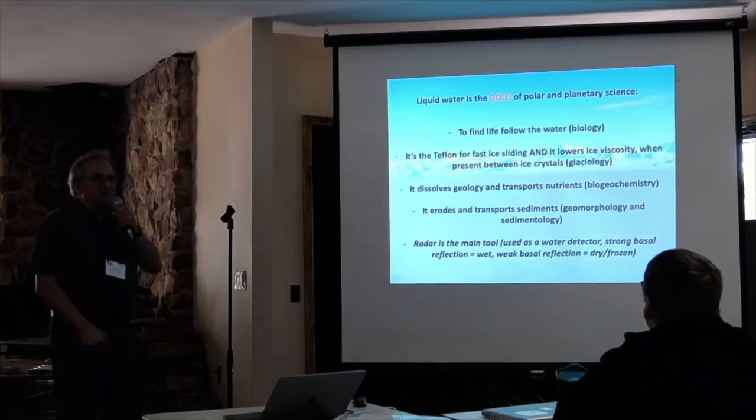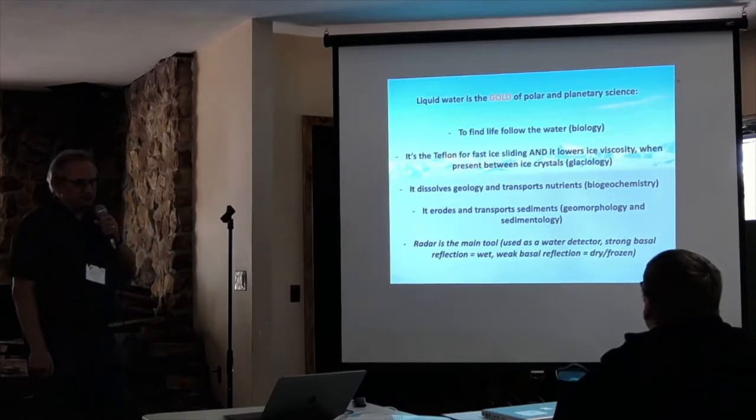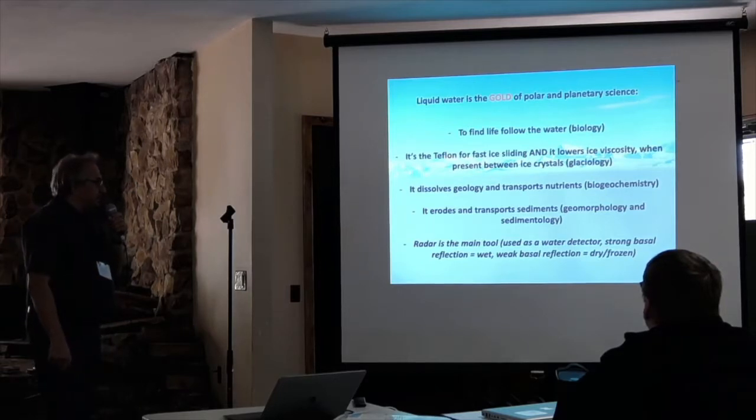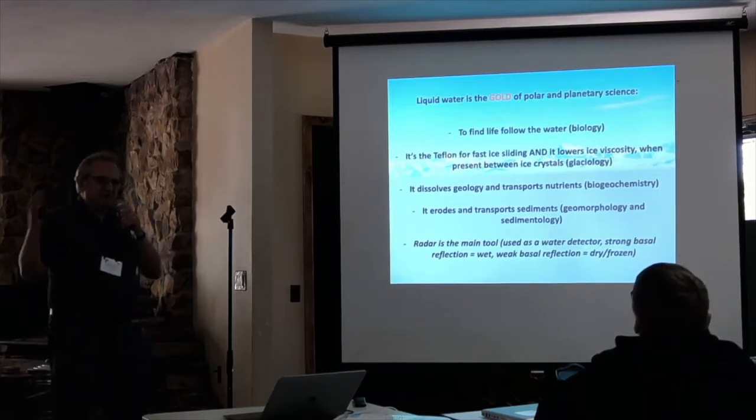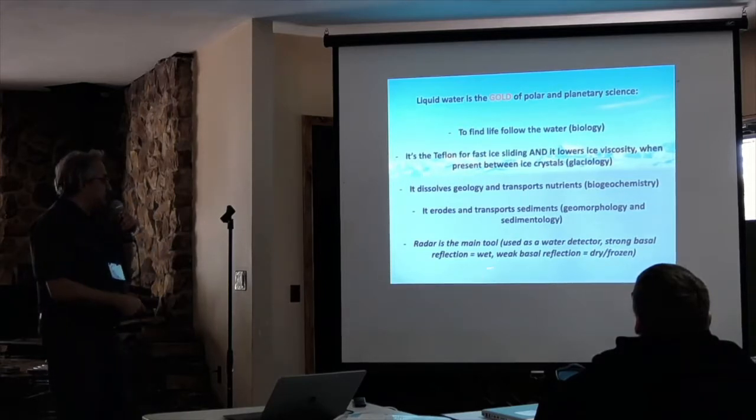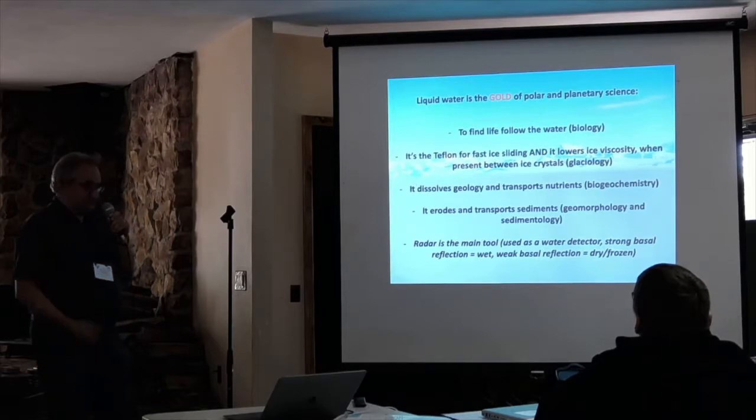And for now, radar is the main tool we're using to find wet spots in Antarctica. And it's used as a water detector through the ice sheet. Basically, strong, bright radar reflection from the base means wet, according to typical interpretations, and then weak basal reflection means dry or frozen.